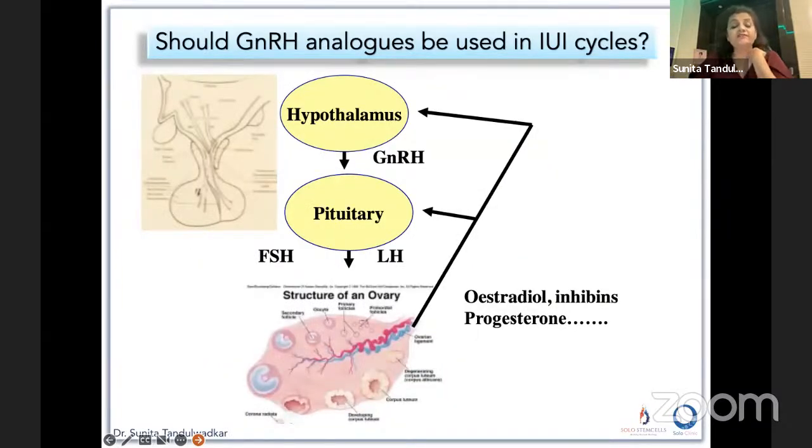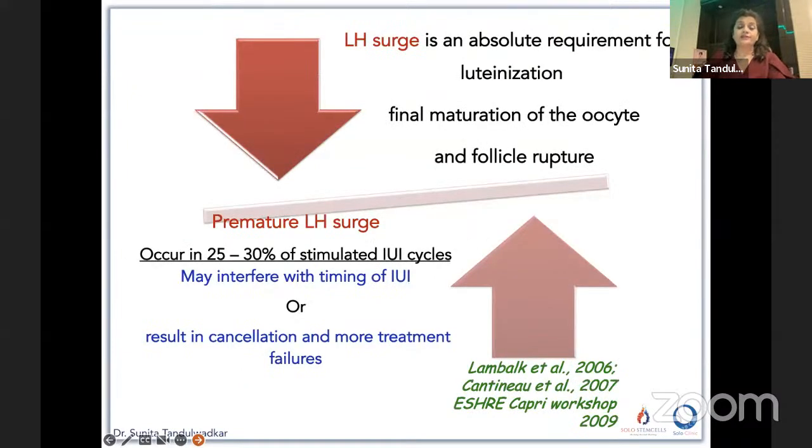Now, the last 5 minutes on GnRH analogs. What does a GnRH analog do? There are 2 analogs, GnRH agonist and antagonist. Antagonist directly suppresses, while a GnRH agonist will cause first a flare-up and then suppression. So if the patient's cycle is going on, then you need to give only antagonist. But if it is pre-planned, then you can think about giving an agonist. So I'm going to show you why it is needed.